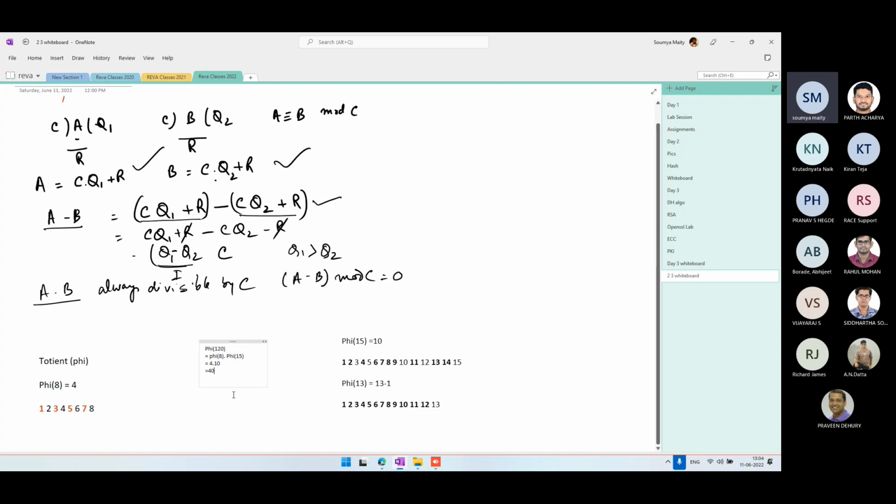The phi function, everybody understood? And the multiplicative property of the phi function, everybody understood? Yeah.